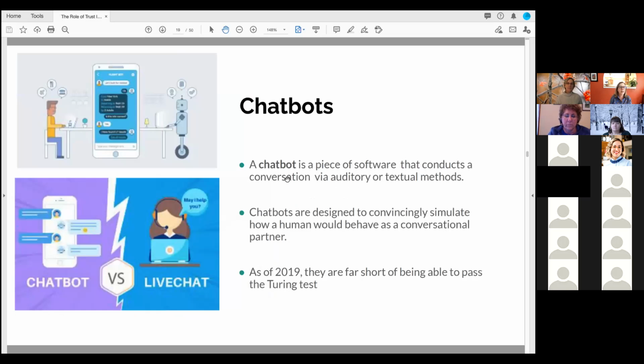Next. And then chatbots. We're all familiar with chatbots. A chatbot is really a chatting robot, right? So it is robotics, it is natural language processing, it is all of those things. And a lot of the chatbots I've used would definitely not pass the Turing test. Next.